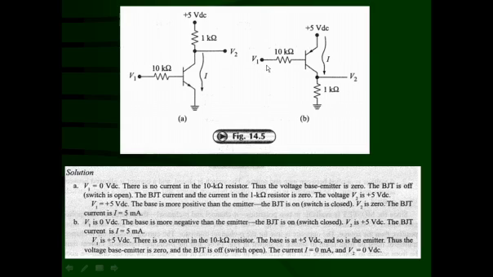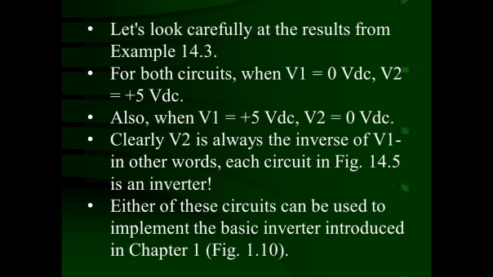And if Vi is going to be 5 volt, that means base and emitter are at the same potential. So, the potential difference is going to be 0 and hence it is reverse biased, no current will be flowing and hence the voltage across this resistance is going to be 0. So, V2 is going to be 0 and it is inverted. So, in both the cases it is working as a NOT gate or inverter.